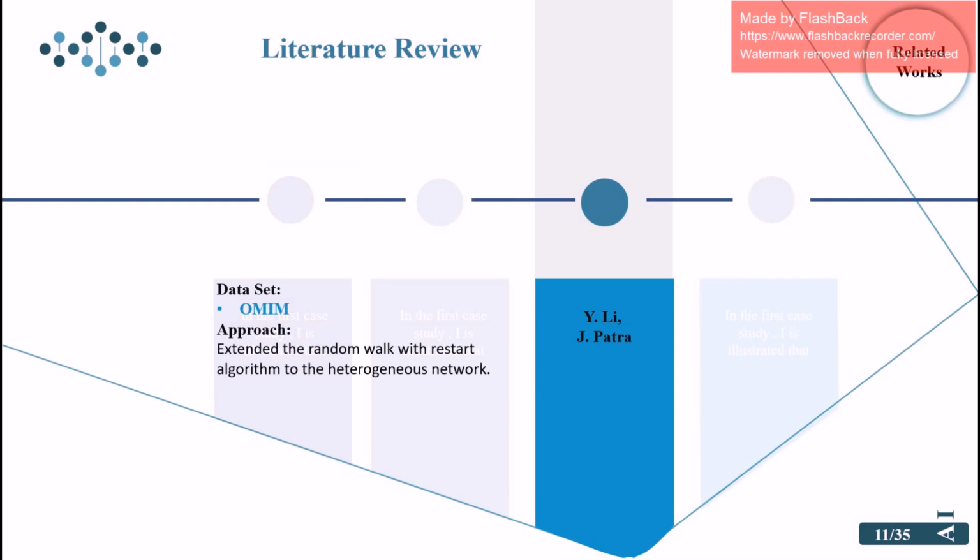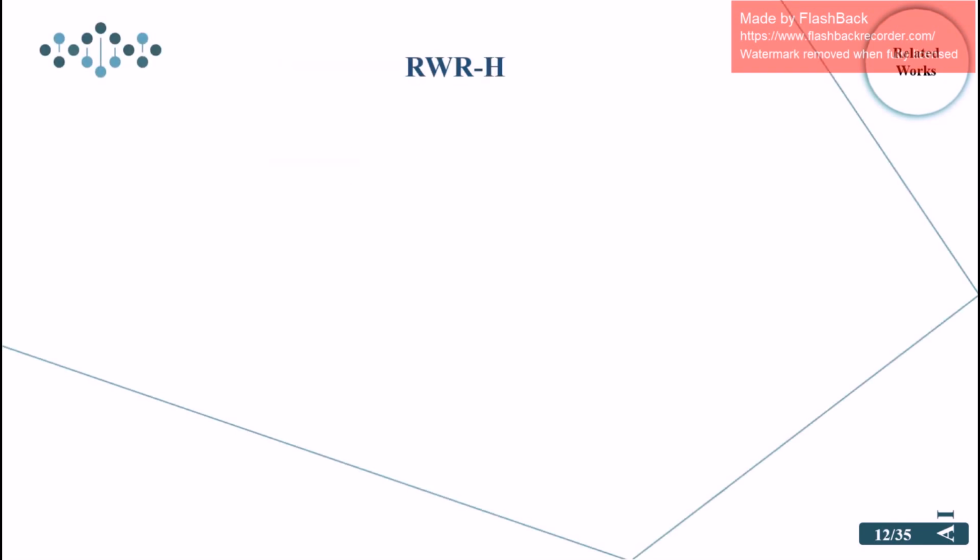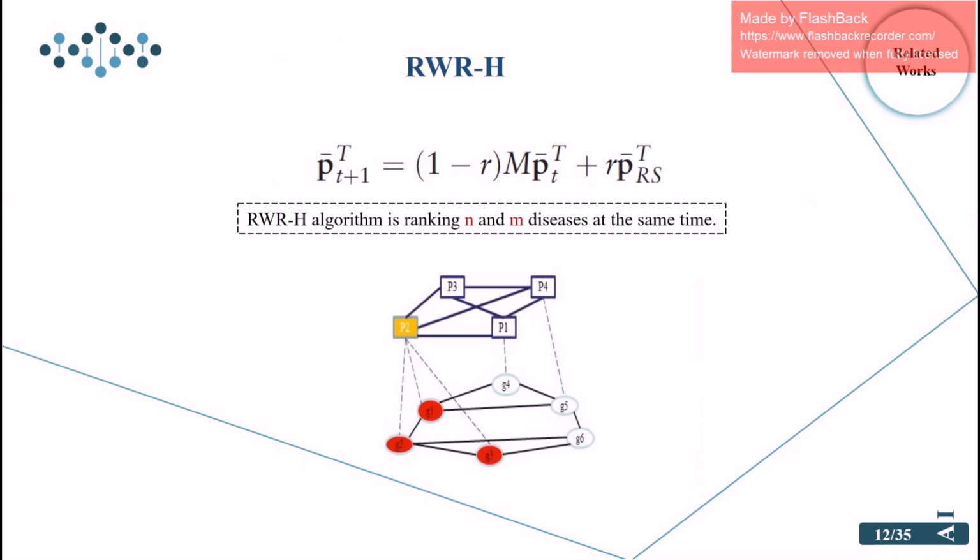In the next paper, Lee and Patra introduced a new method called RWRH. They integrated protein network with phenotype network based on gene interactions and built a heterogeneous network, as you can see in the picture. In this network, phenotypes and genes are ranked simultaneously. They use this method to understand the correlation between different diseases. In other words, for a single disease, they use phenotypes and genes as seed nodes, and other diseases are ranked based on them.